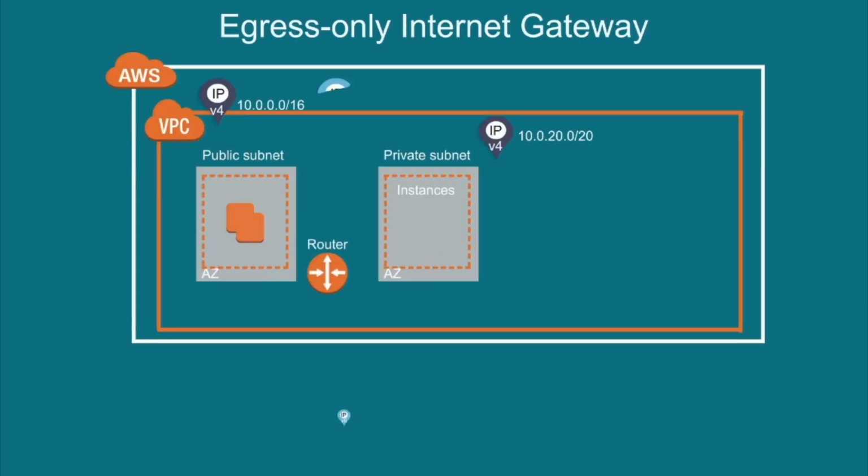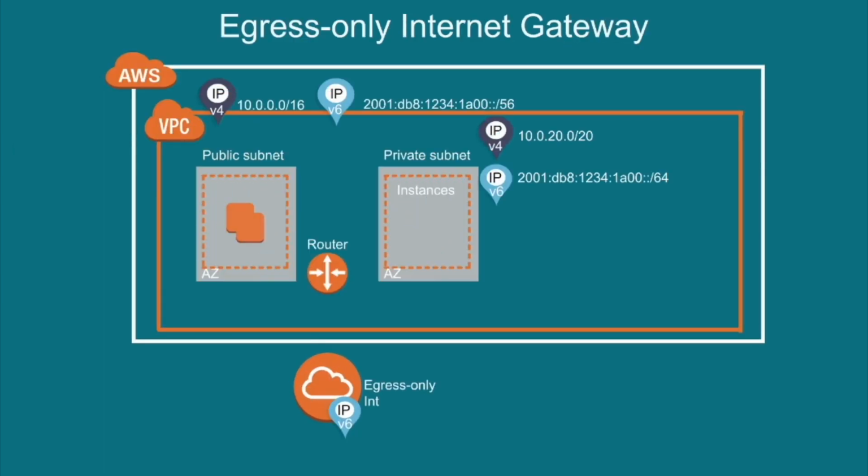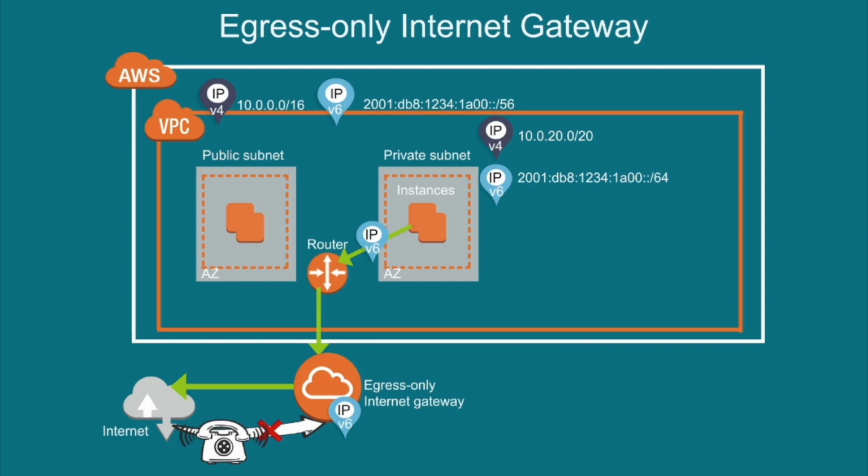For IPv6 traffic, you would use an egress-only Internet gateway instead. This allows outbound communication over IPv6 from instances in your VPC to the Internet. At the same time, it also prevents resources on the Internet from initiating communication with your instance directly. An egress-only Internet gateway is stateful.